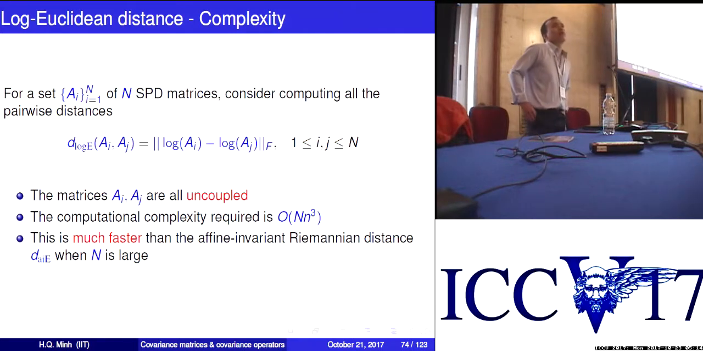So this is actually one of the motivations for the use of this log Euclidean distance, because computationally it's faster to compute than the affine invariant distance.